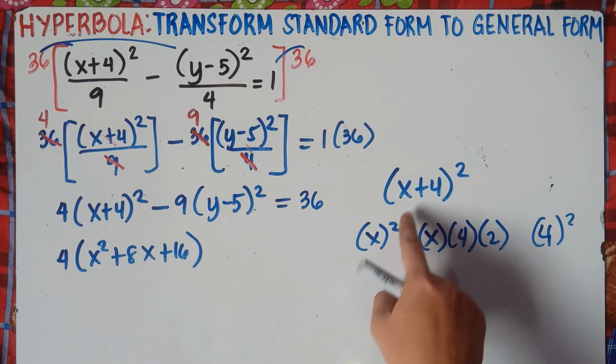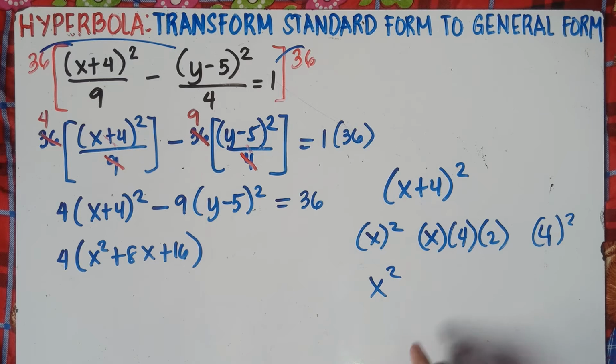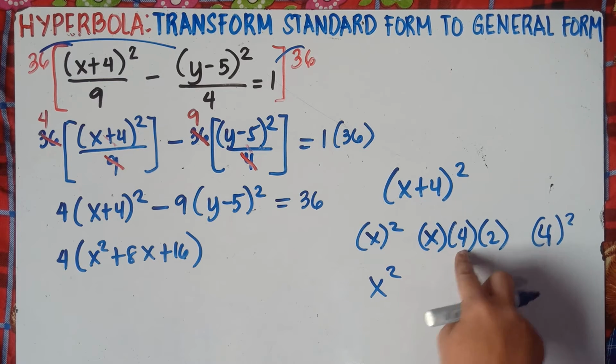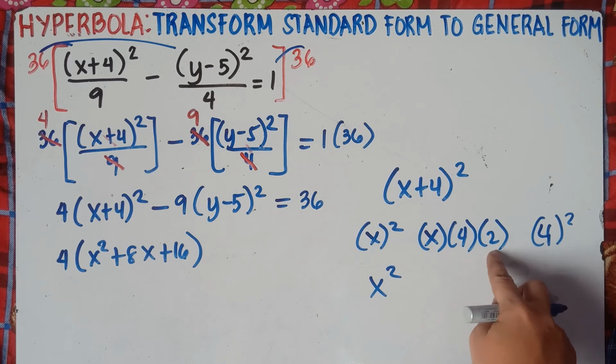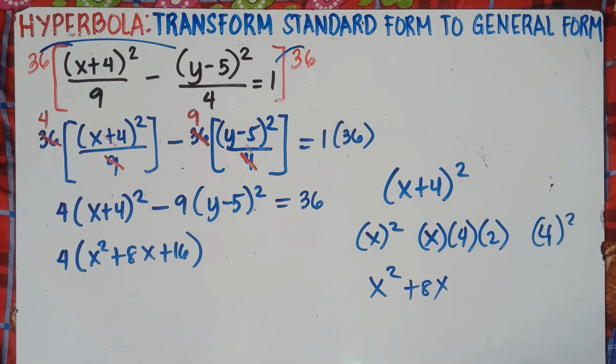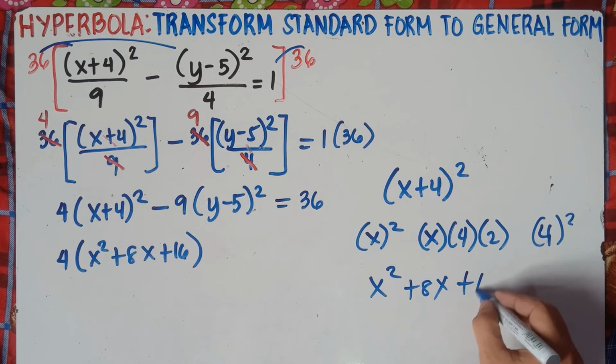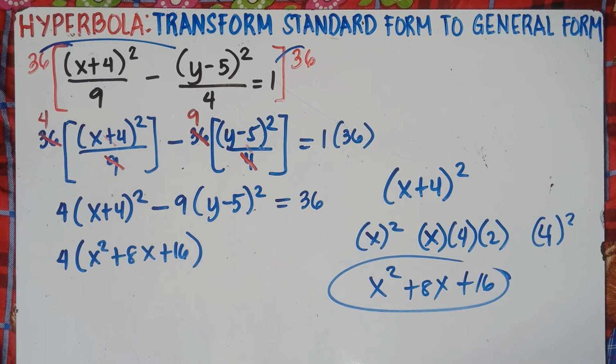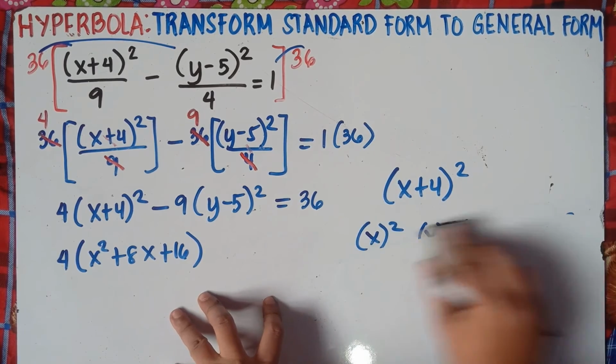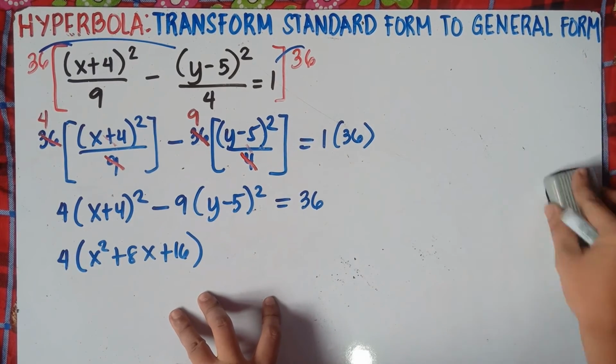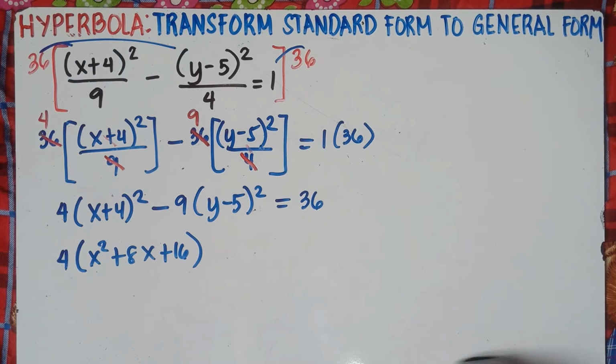Once again, you square the first term, x times x, that would be x squared. You multiply the first and second term times 2: x times 4 is 4x, times 2, that's positive 8x. You square the last term, 4 times 4, that is 16. That's how you answer the square of a binomial. Easy, right? You need to master that one, class. I will put the link in the description below for the square of a binomial. Feel free to see the video so you can master it, especially if you're dealing with conic sections: circle, ellipse, parabola, and hyperbola.